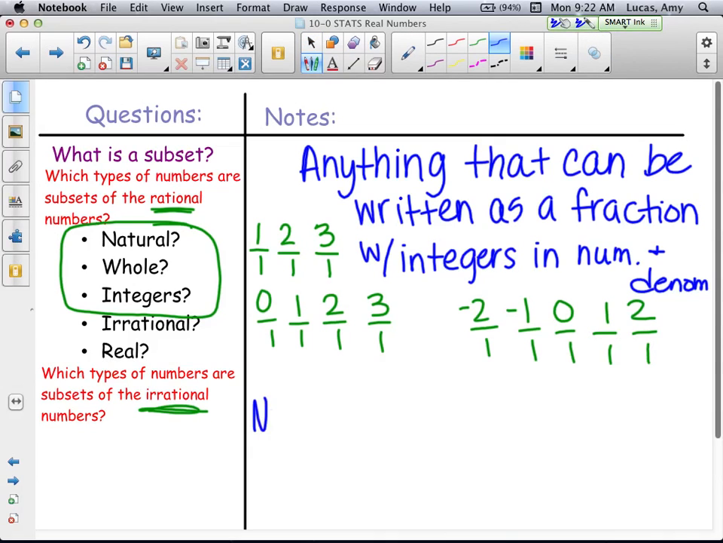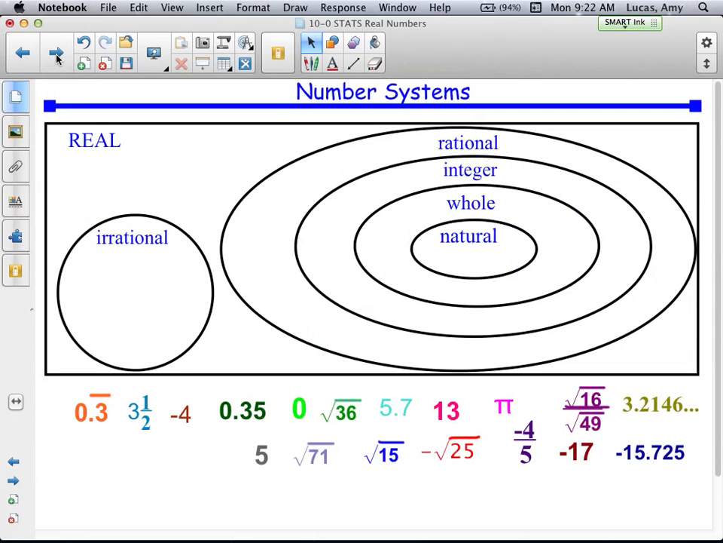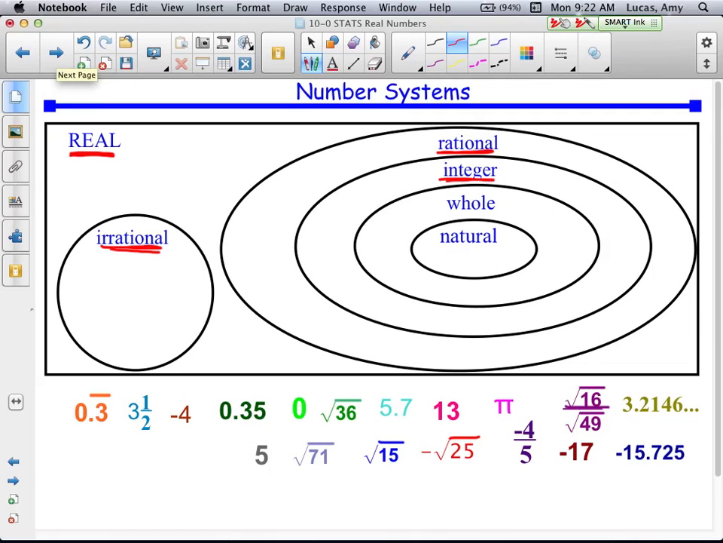There are no subsets for irrational numbers. They stand alone, which is what you can see in this Venn diagram. So we've got real numbers here describing the entire Venn diagram. So everything inside the rectangle is a real number. Once you're inside the real numbers, irrational numbers are over here by themselves, while rational numbers have subsets inside them: integers, whole numbers, and natural numbers.